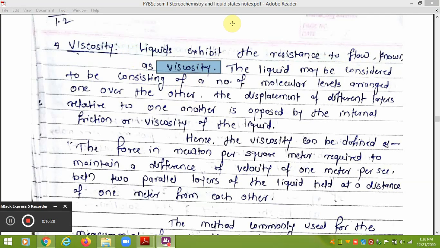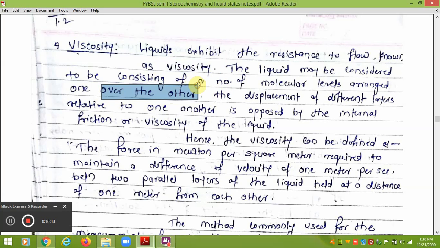So this resistance for the flow of liquid is known as the viscosity. Actually, it is found that the liquid may be considered as consisting of a number of molecular layers arranged one over the other. So it means that the liquid consists of a number of layers which are arranged one above the other, and the displacement of different layers relative to one another is opposed by the internal friction, which is also called the viscosity of the liquid.